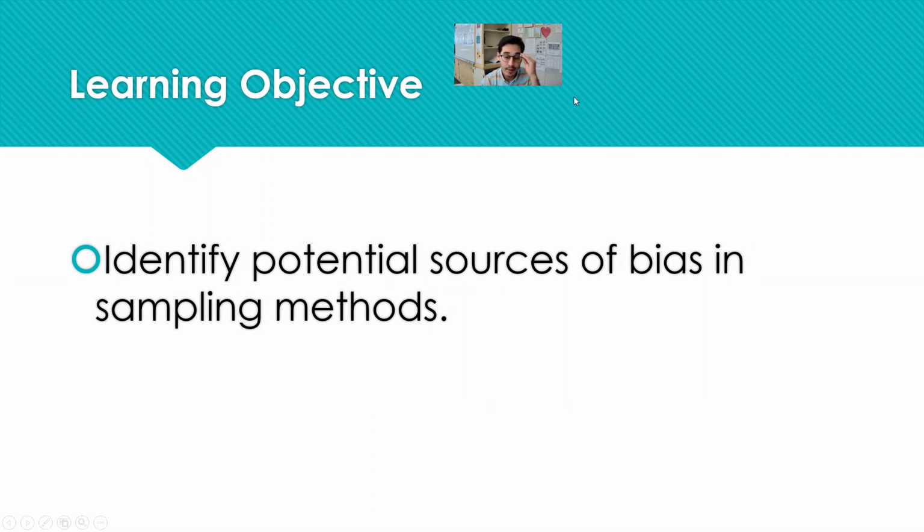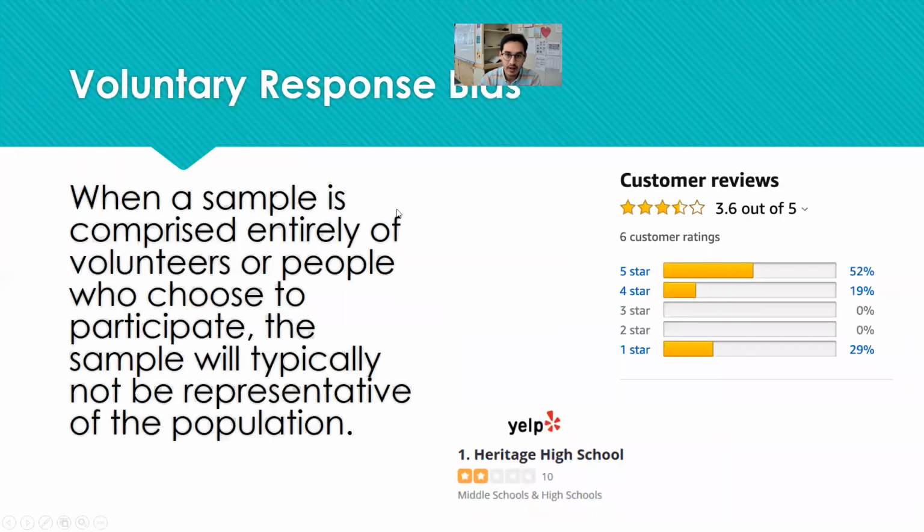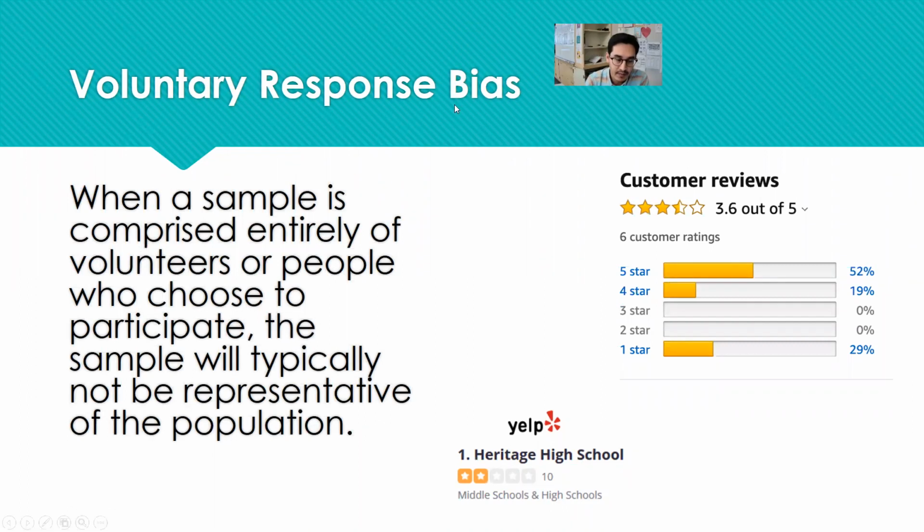So let's first talk about the word bias. When we use the word bias in statistics, we're usually referring to some sort of systematic favoring of some responses over others. So in this video, I'm going to cover like 5 or 6 different sources or types of bias. And we're going to begin with the voluntary response bias.